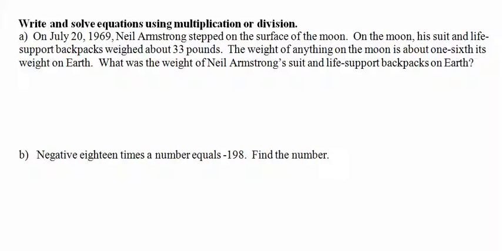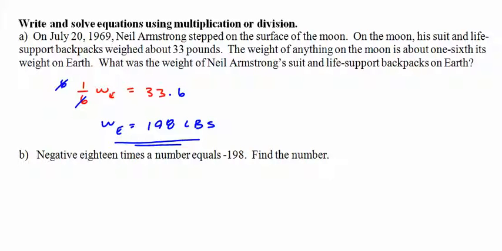Now we've got a word problem, which a lot of math geeks hate. Just let me crank out problems. No, this is the whole point, so you can actually solve word problems. Neil Armstrong stepped on the surface of the moon. His suit and life support package weighed about 33 pounds. The weight of anything on the moon is about 1/6 of the weight on the Earth. 1/6 times weight on Earth. That's called a subscript. It means weight on Earth. It's not subtracting or dividing or anything. Equals 33 pounds. Cool. Times 6 by times 6. Weight on Earth is 198 pounds. Again, be good about your units.